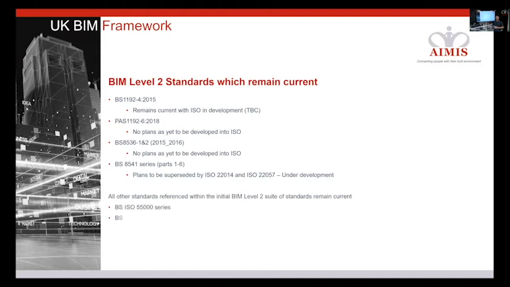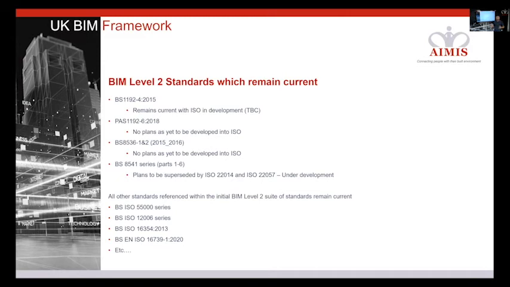And then all the other standards referenced within the initial BIM Level 2 suite of standards in that PAS 1192 Part 2, there's loads of them. You've got the 55,000 series to do with facilities management, 12,006, which is based on your classification schemas. So Uniclass 2015 is the UK classification that we should be using. 16354, the guidance for object libraries, and 16739, your Industry Foundation Classes schema, the open BIM format. These are all very much current and will continue to be so into the future.